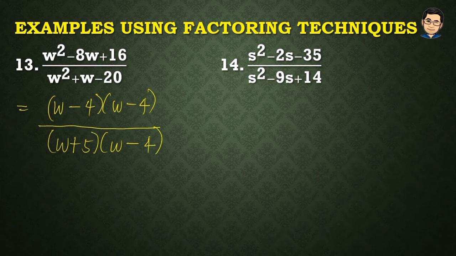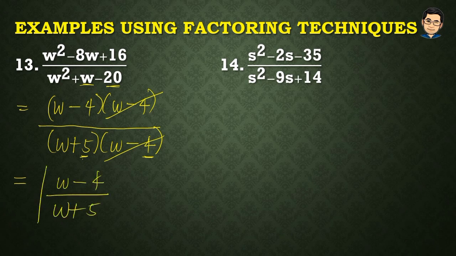Again, to check, 5 times negative 4. That is negative 20, di ba? So, yung last term. 5 plus negative 4 or 5 minus 4, W. So, yung coefficient ng W is 1. Now, we can cancel out common terms. W minus 4, W minus 4. So, our final answer will be W minus 4 all over W plus 5.